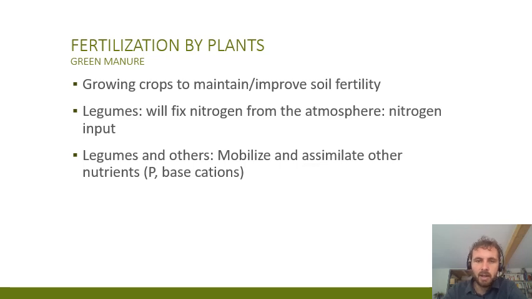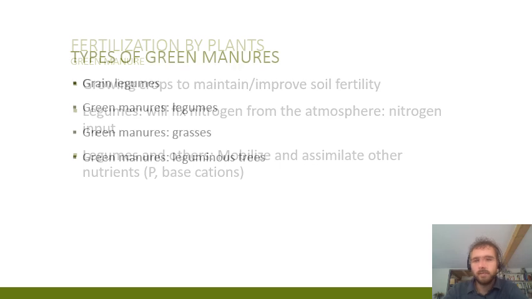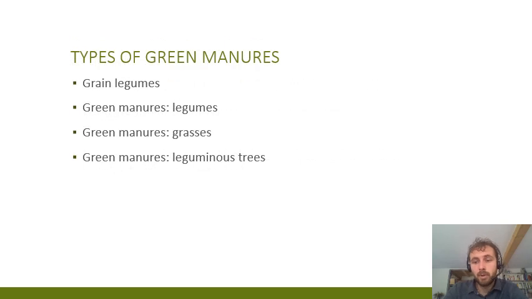So this is the idea of using other crops than legumes as green manure. As I said before, today we'll talk about 4 types of green manure: grain legumes, legumes as green manure, grasses as green manure, and leguminous trees as green manure. So all these are possibilities to produce biomass, nitrogen and nutrients.